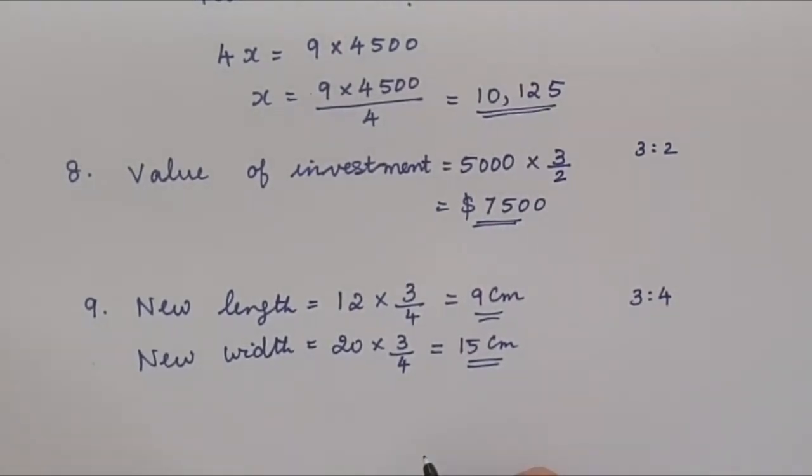So, in this way, we can use ratios to find the unknown measures.